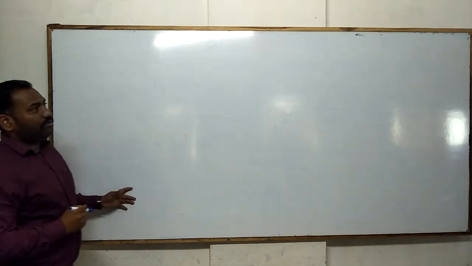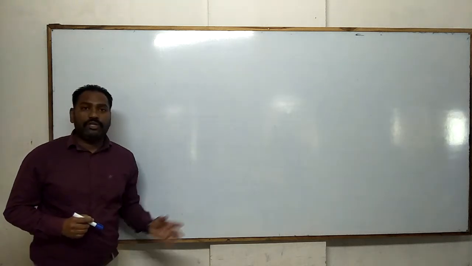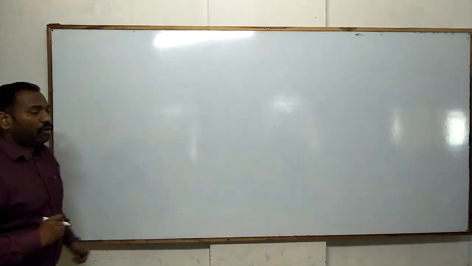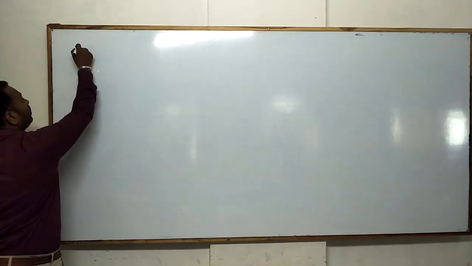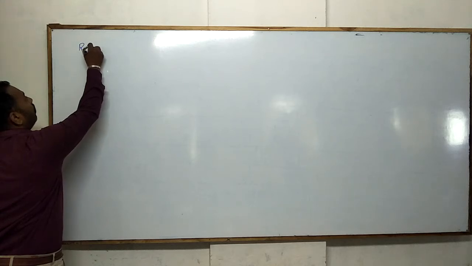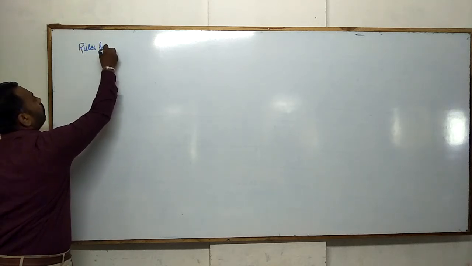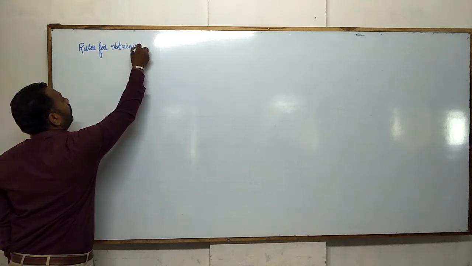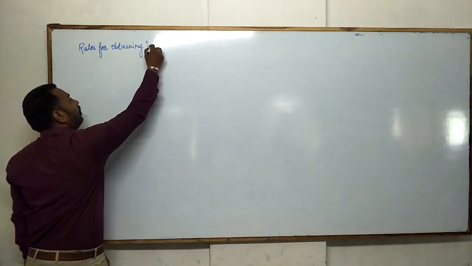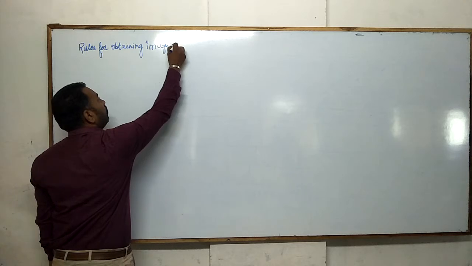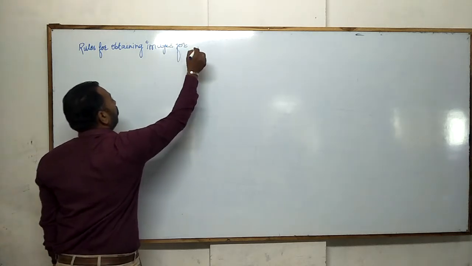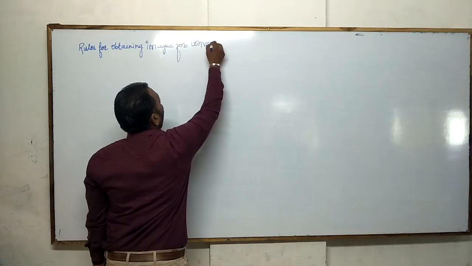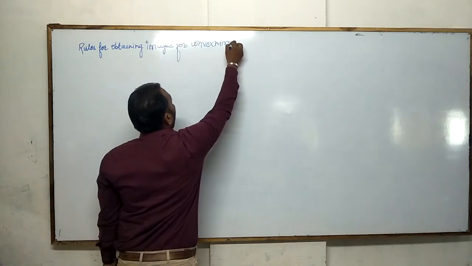Now dear students, we have to see and study the rules for obtaining images for the convex mirror. So you have to write what the main rules are. Rules for obtaining images for convex mirror.